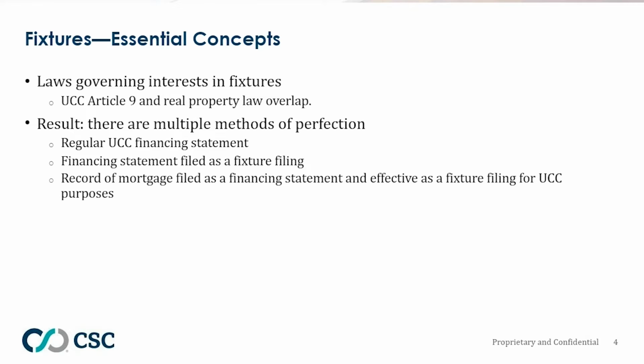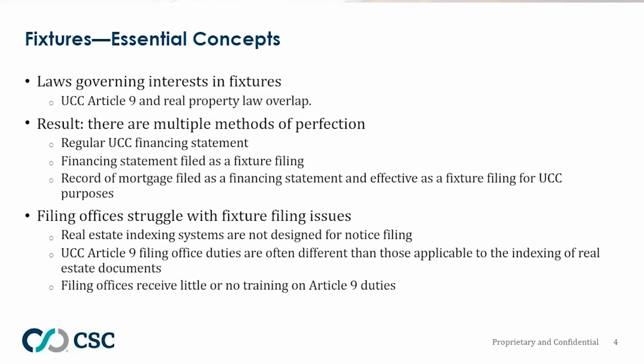a UCC filing. It could be a record of mortgage that's effective as a financing statement filed as a fixture filing for UCC purposes. And it's because of these multiple methods of perfection that there can be some confusion as to how to proceed in a given situation. Another essential thing to understand is that because these things are filed in the real estate records, it is something that filing offices do struggle with, because they're typically, at least with fixture filings, county recording offices.